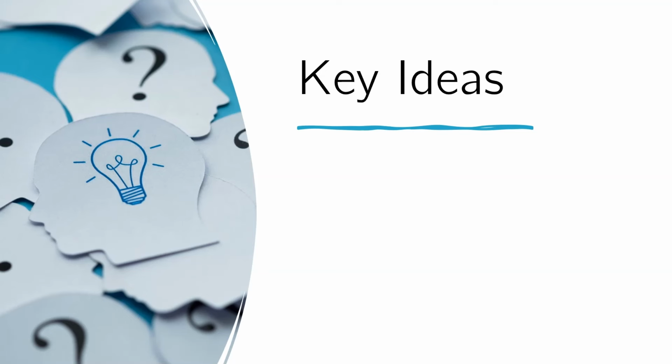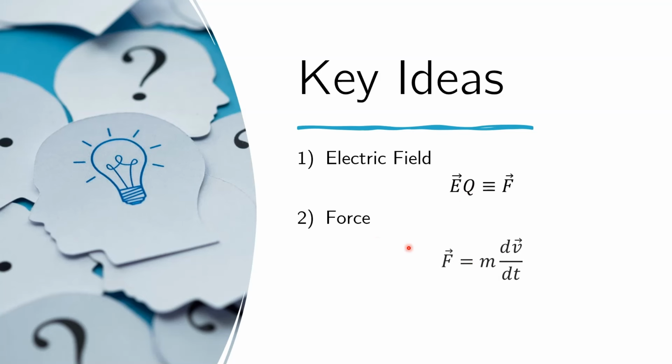There will be three concepts that will be useful in this problem. First is the definition of electric field. So electric field is actually defined as that vector field such that when you multiply it with a test charge, Q, you get the force acting on that test charge. And the force is defined as the mass times the acceleration. So dv dt here is the acceleration, v is the velocity. And this is from Newton's second law.